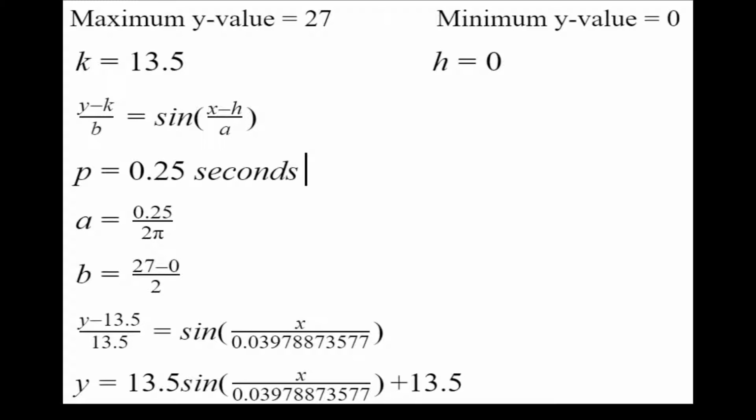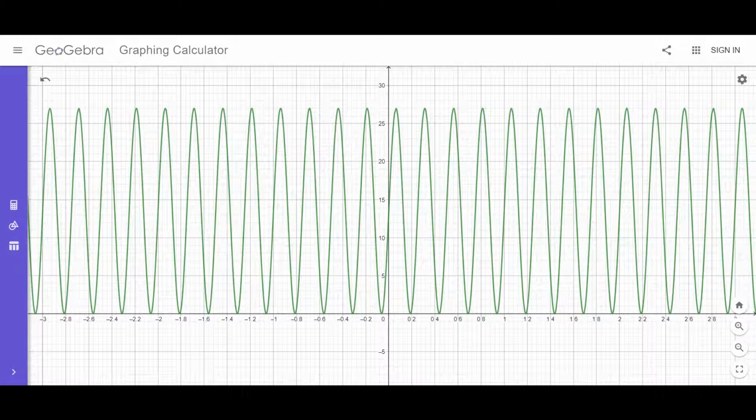In this case I would use the formula, y minus k over b is equal to sine of x minus h over a. To find a we first need to know the period, p, which is 0.25 seconds, which is the numerator, and you divide that by 2 pi. B is the maximum Y value minus the minimum value divided by 2, so after plugging in these separate values and adding k you have a complete formula. This chart has a 1x to 15 years scale.